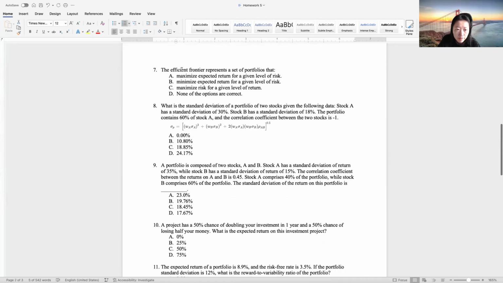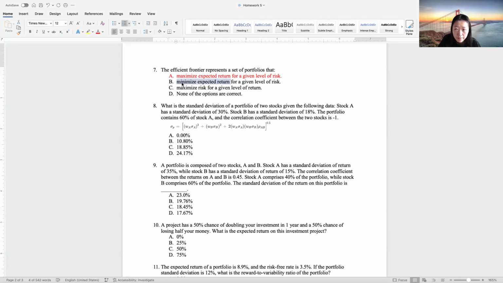Next question. The efficient frontier represents a set of portfolios that maximize return for a given level of risk. That is the right one already. And minimize return for a given level of risk. We never want to minimize returns for a given level of risk. This is not our goal.